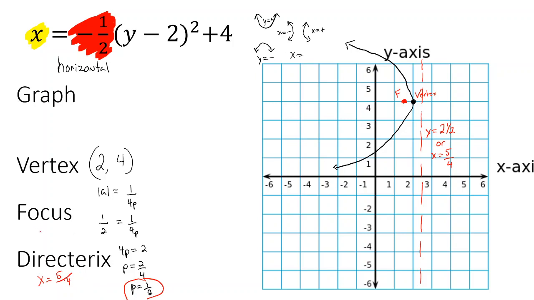And my focus is the point, the coordinate, 1.5 over and 4 up. Or another way to write that would be 3 over 2 and 4. All right, that's how you do that problem.